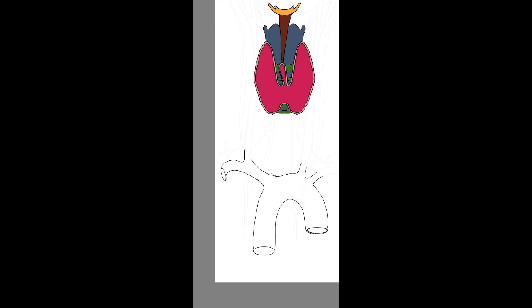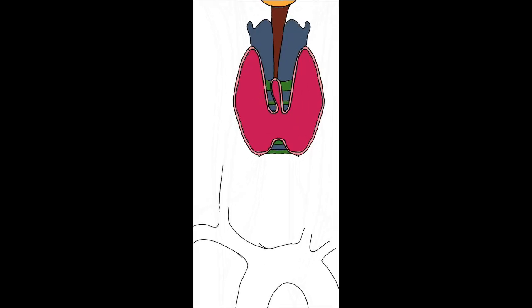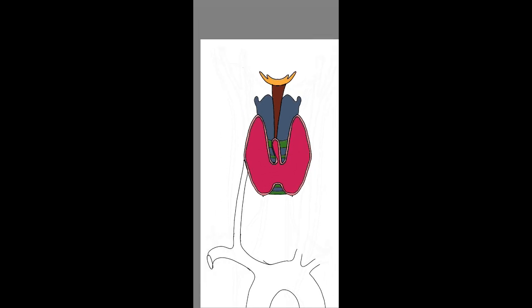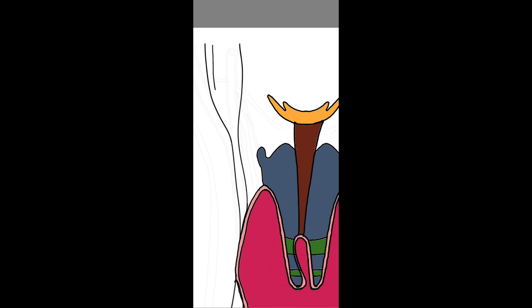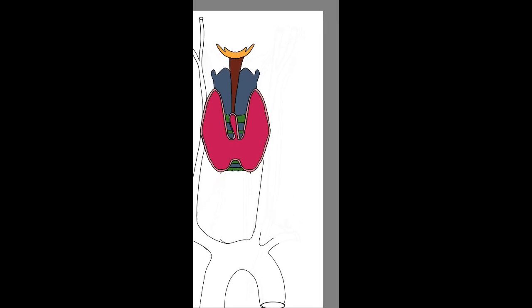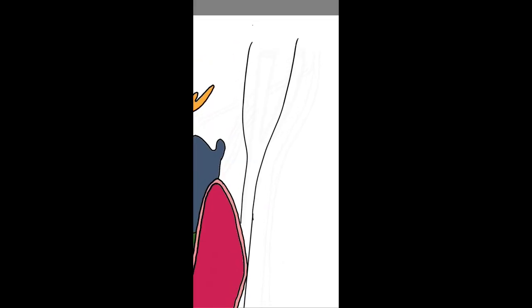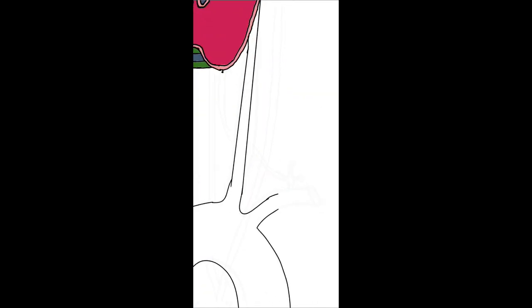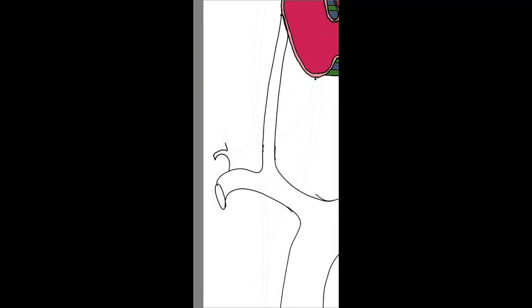The brachiocephalic further divides into right subclavian and right common carotid. The common carotid moves up, divides into external and internal carotid. The same thing happens on the left side. The left common carotid courses upwards, divides into external and internal carotid. The subclavian gives out the thyrocervical trunk. Same thing on the other side.